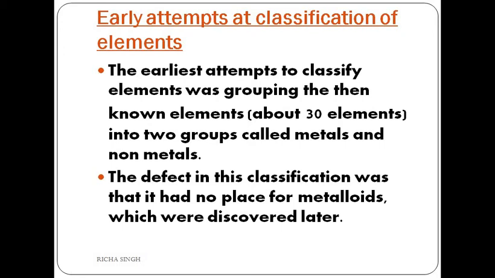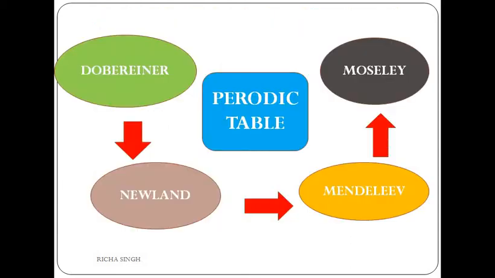Then, early attempts at classification. The earliest classification was made by the scientist Lavoisier, who divided the elements into two main groups, metals and non-metals. At that time only 30 metals were discovered, but later, when more metals were discovered, that concept was not sufficient for study. So different efforts have been made to make the periodic table.